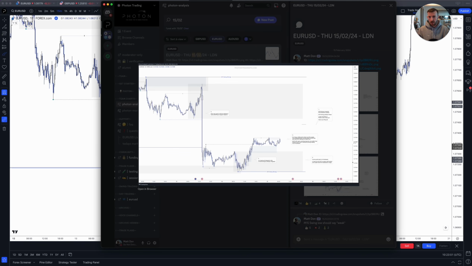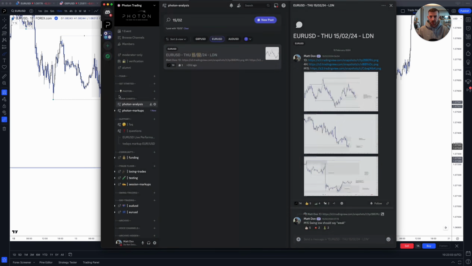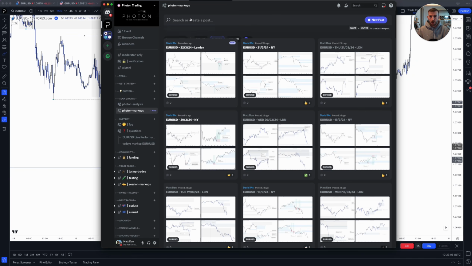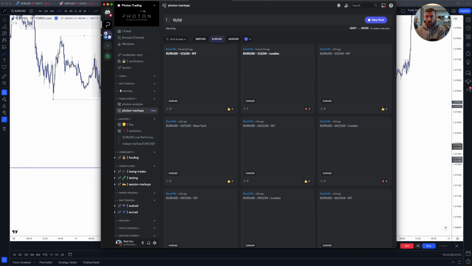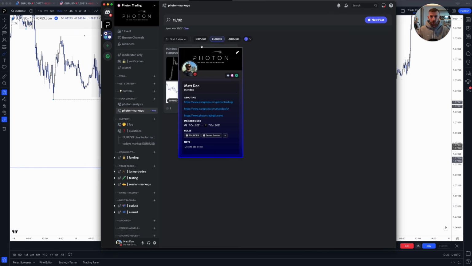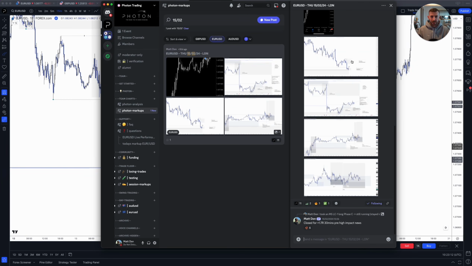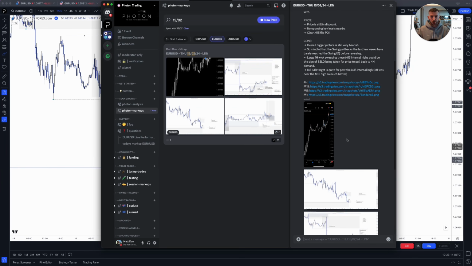And like I said, this was outlined before in our pre-session analysis. We'll then post our markups too, right? You can see here, if I find the full breakdown, it's all within here as well. So we do a full analysis, obviously show proof as well.